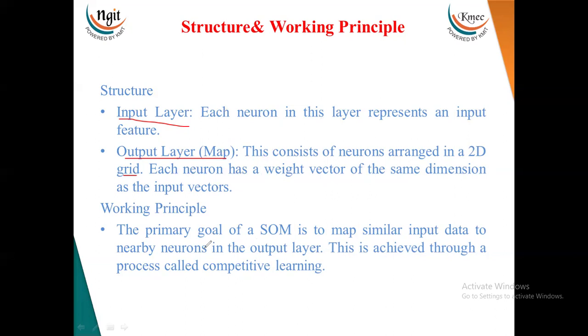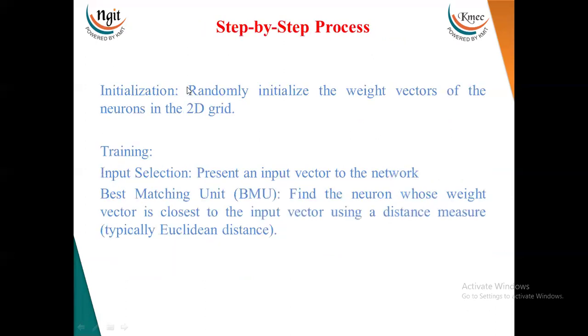And what is the working principle? The primary goal of this SOM is to map similar input data to similar output layer locations. Whatever similar inputs there are, they will be mapped to nearby neurons in the output layer. This process is called competitive learning. If the distance between the input and the output neuron is less, it will be mapped on the output neuron layer. If the distance is more, it cannot be mapped there. So this is the basic concept of the working principle.